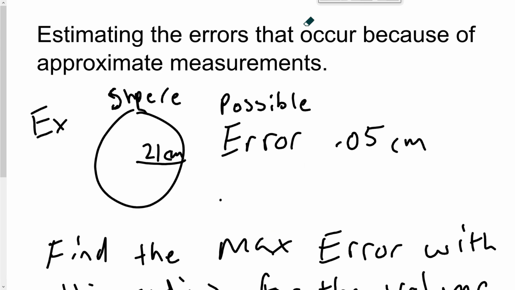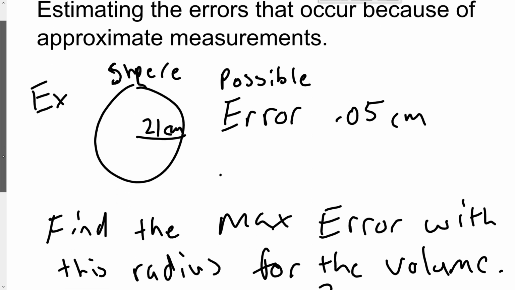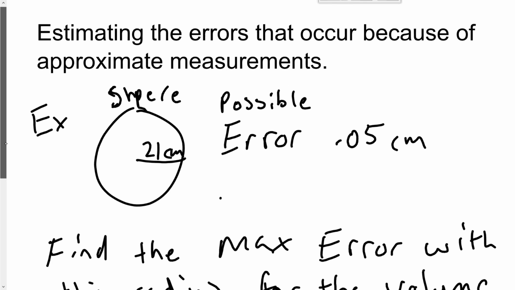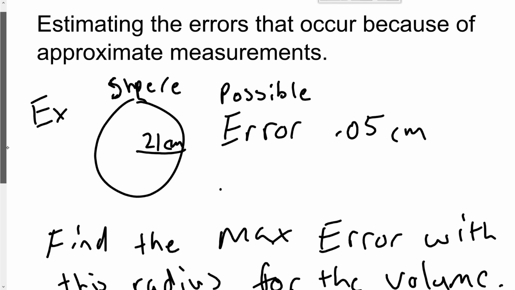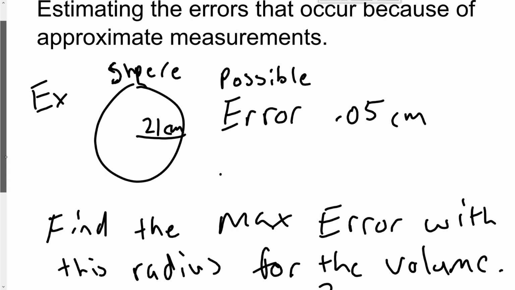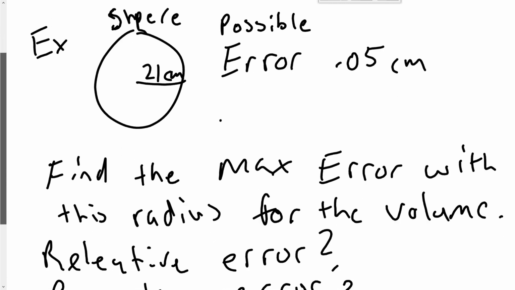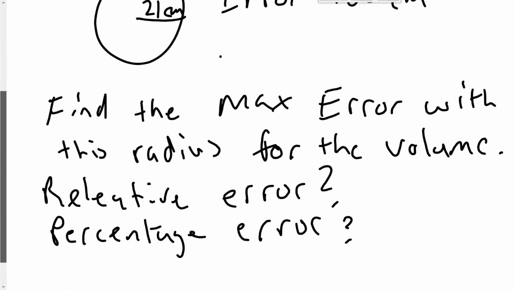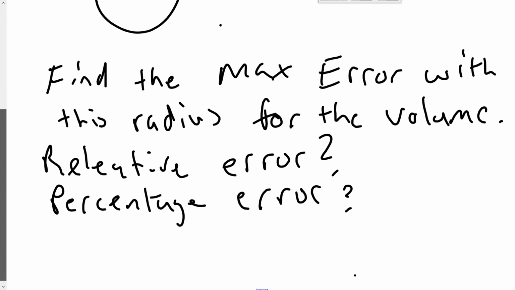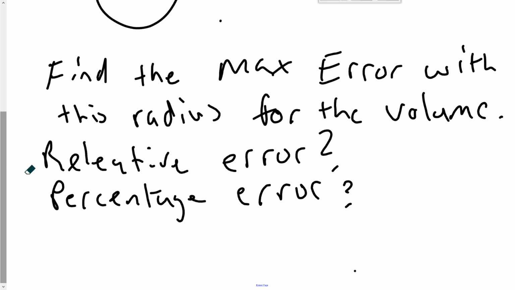All right, so we're dealing with estimating errors that occur because of the approximation of measurements. So we have a sphere with the radius of 21 centimeters, and we want to find the possible error, which is 0.05 centimeters. And so we want to find the maximum amount of error. So anytime we're finding maximum or minimum, that means we're finding the derivative. So we want to find the max error with the radius for the volume. So we're going to find relative error and then our percentage error.